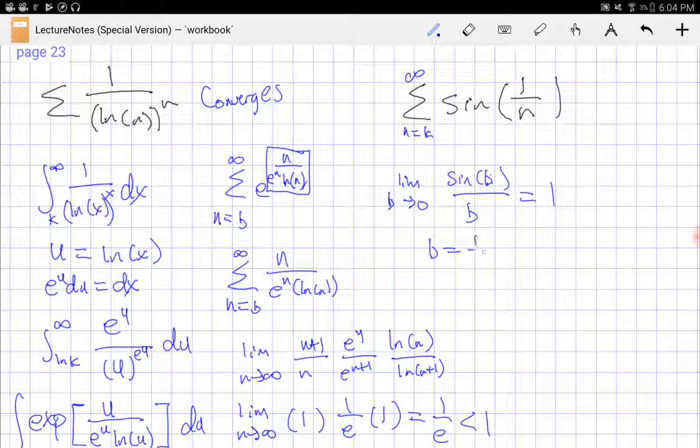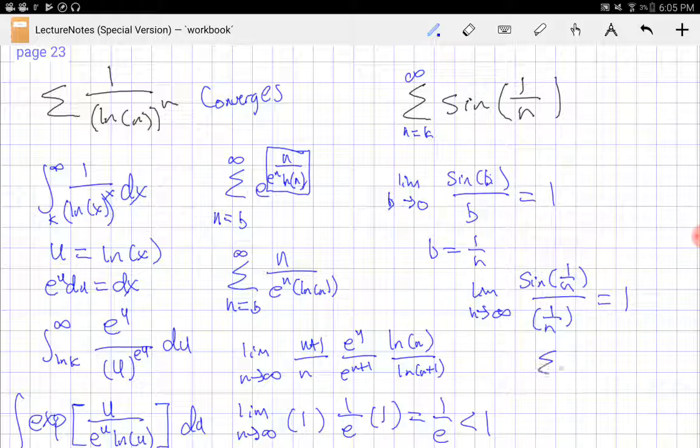Now in our case, if we let b equal 1 over n, then as b goes to 0, n goes to infinity, so we have the limit as n goes to infinity of sine 1 over n over 1 over n. And this equals 1. And this looks an awful lot like the limit comparison test, because in fact it is indeed the limit comparison test. So we can say that sine of 1 over n has the same behavior as 1 over n as n goes to infinity, because it has a factor of 1.